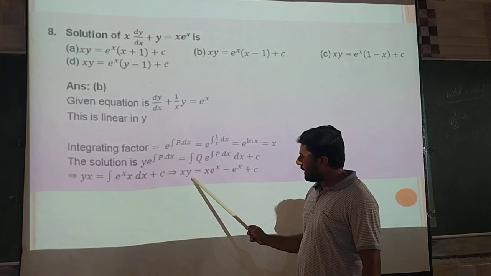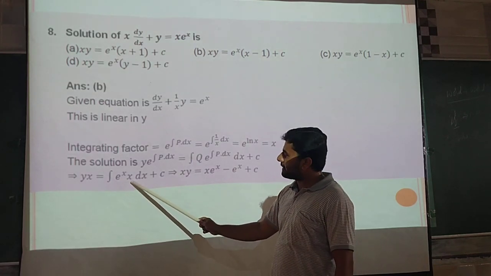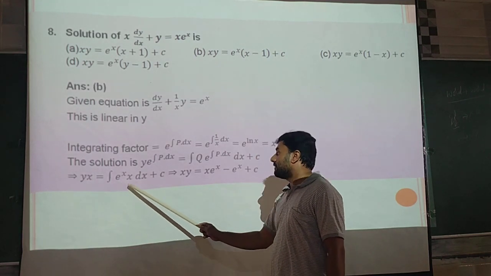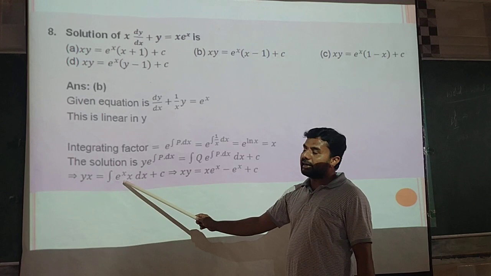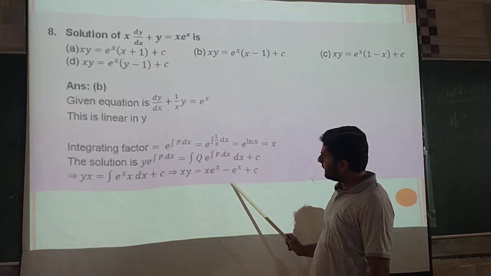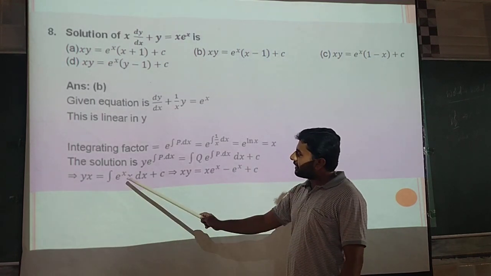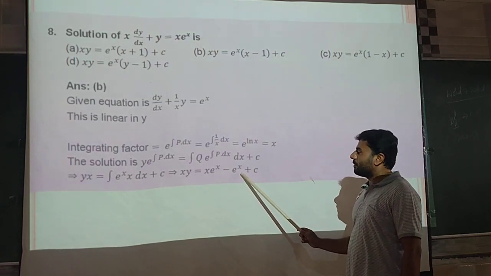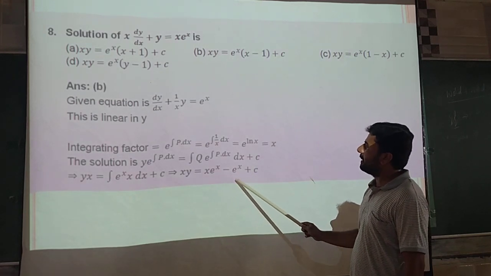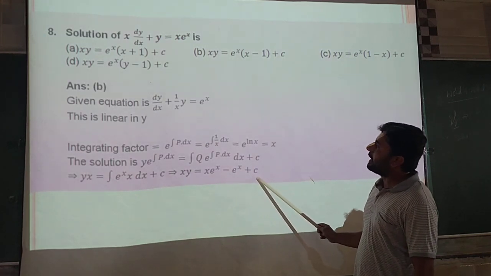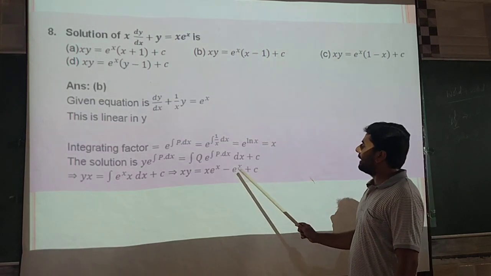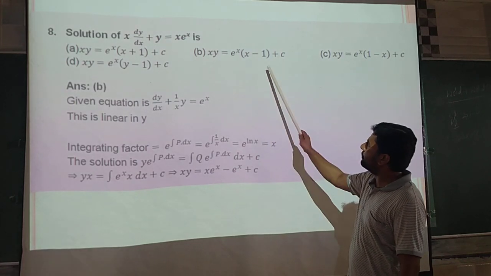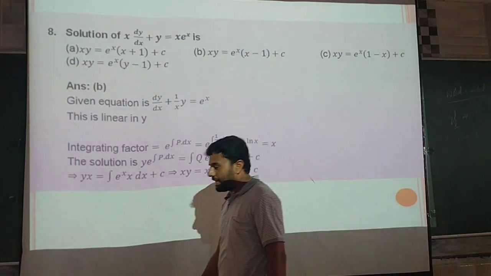Then y times x as it is, and the integral of e^x x is solved by integration by parts. The first function is x, the second function is e^x. First function as it is, times the integral of e^x, minus the integral of e^x times the derivative of x, which we said is 1. Then integrating e^x once again gives x e^x − e^x + c. So the option B is the correct answer. Here e^x is common, so xy = e^x (x − 1) + c, option B is the correct answer.